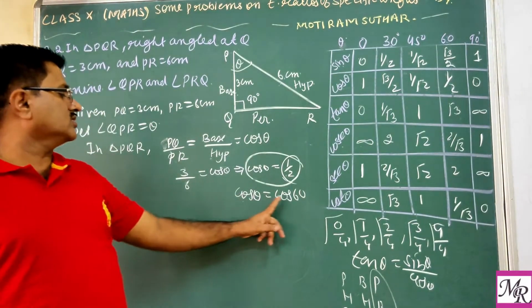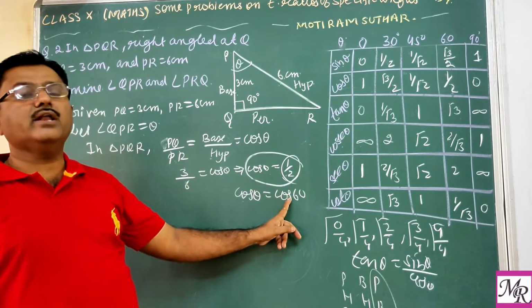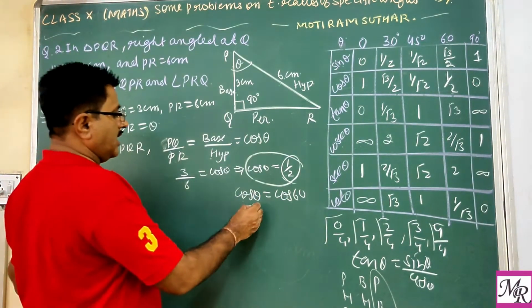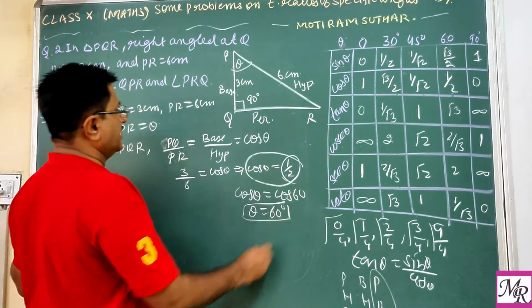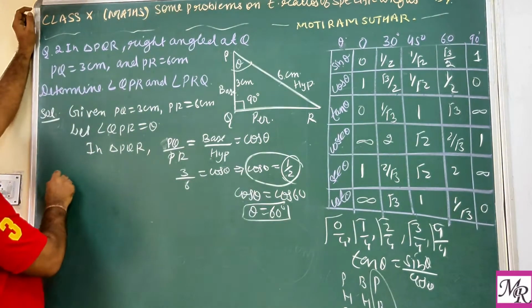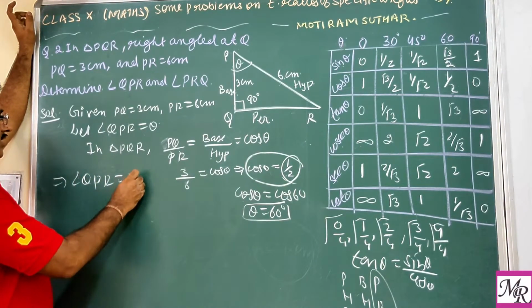Now cos and cos are removed, the same operator on both sides is removed. So we get theta equal to 60 degrees. So this is the angle theta, therefore angle QPR equal to 60 degrees.